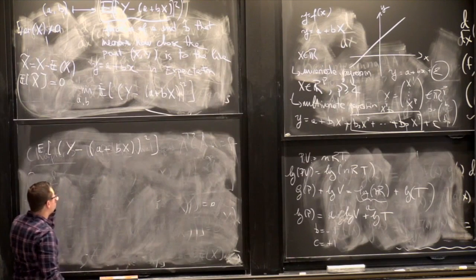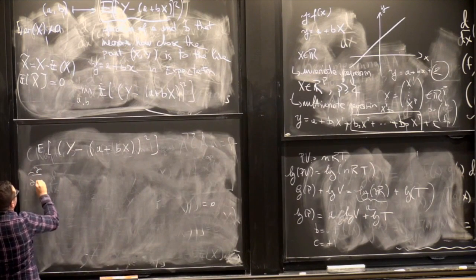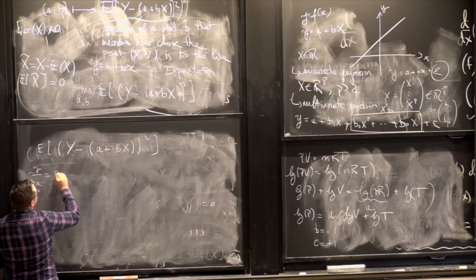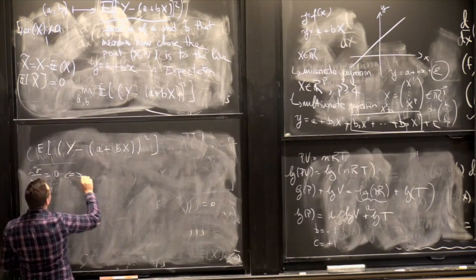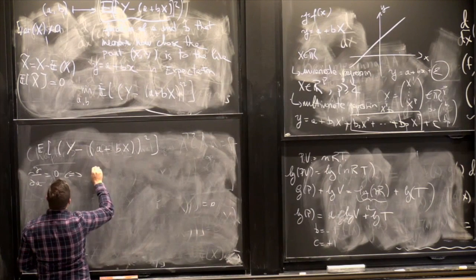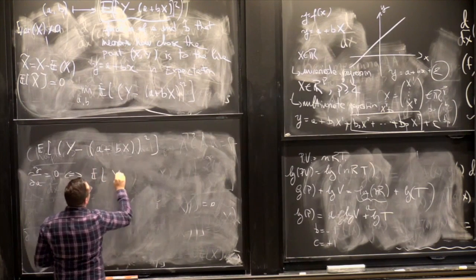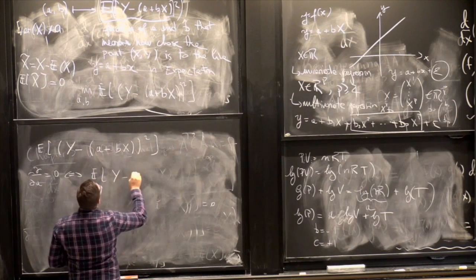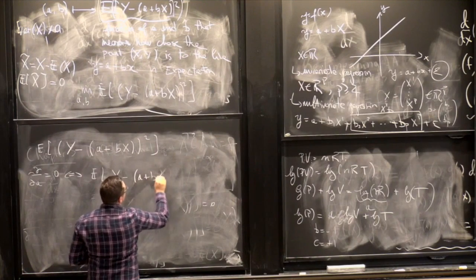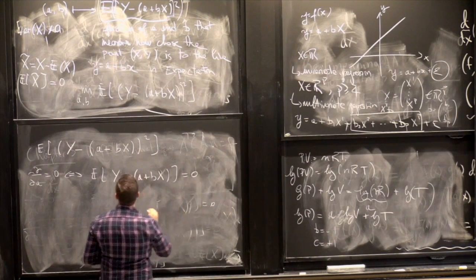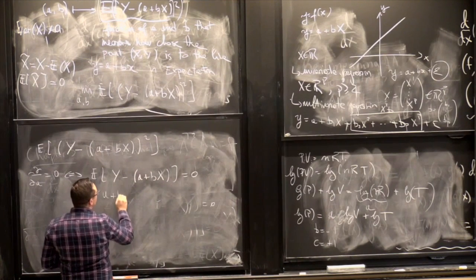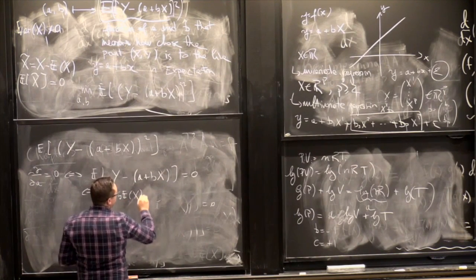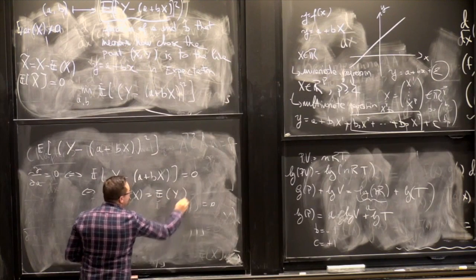All right. Partial with respect to a equals 0 is equivalent. So my minus 2 is going to cancel, right? So I'm going to actually forget about this. So it's actually telling me that the expectation of y minus (a plus bx) is equal to 0, which is equivalent to a plus b expectation of x is equal to the expectation of y.